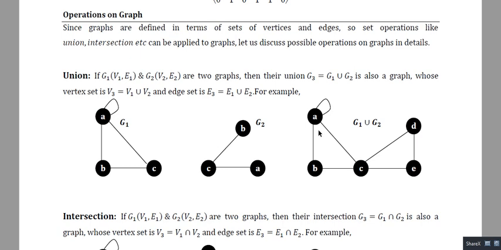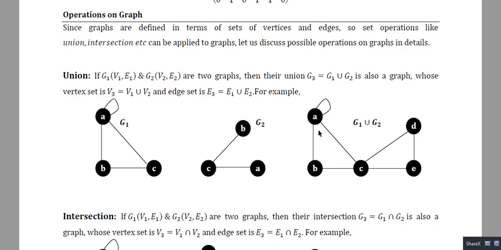So today I will start with a new topic: operations on graphs. Just like for the arithmetic number system we have operations like addition, subtraction, multiplication, and for sets we have operations like union, intersection, Cartesian product, similarly for the graph domain we also have a number of operations like union, intersection, etc. Let me first tell you what the union of two graphs is.